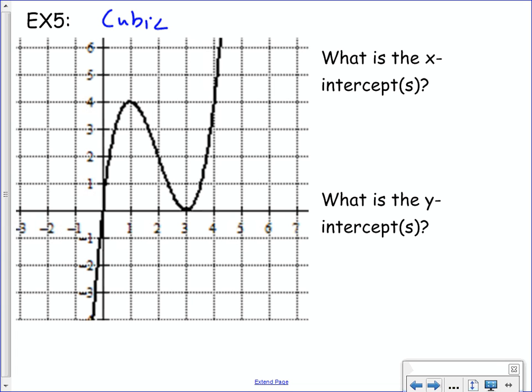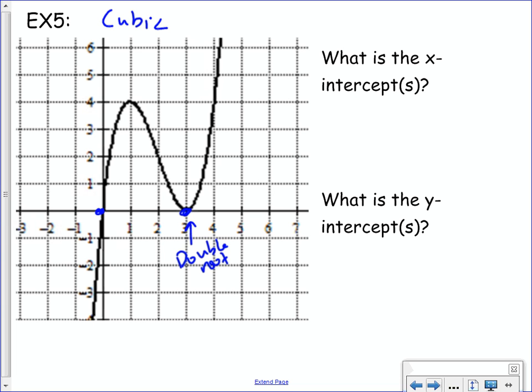Almost. There's 2, but one of them is a double root. Wait, so what's a double root? Excellent. When it touches but doesn't cross over into the other side. It touches and then bounces back. So a cubic function has a degree of 3, right? That means there's 3 answers. That's 1, 2, 3. So the answer 3 right here is the same answer twice. When we get into factoring, you'll see that you can have a couple of the same factors.